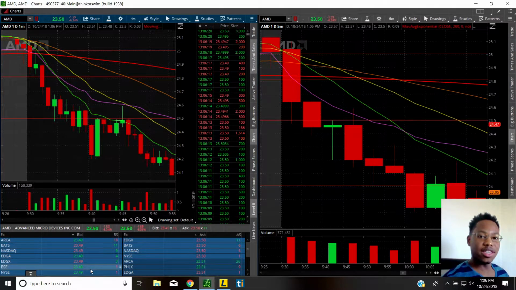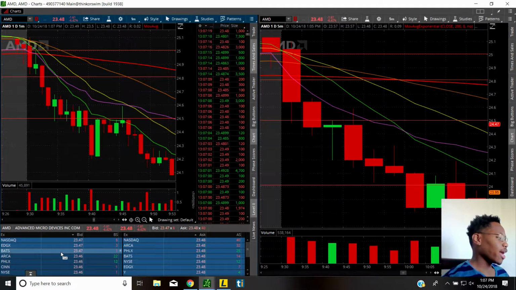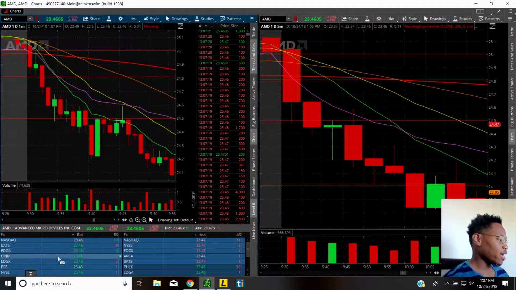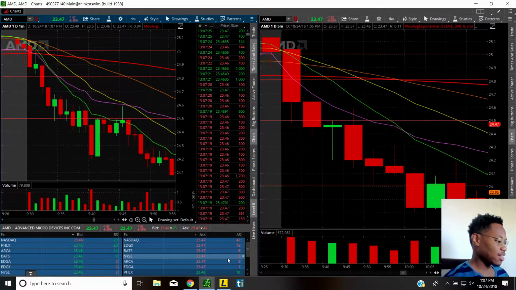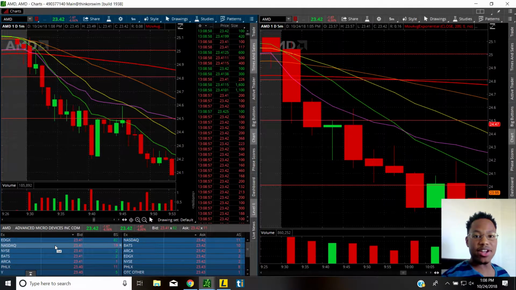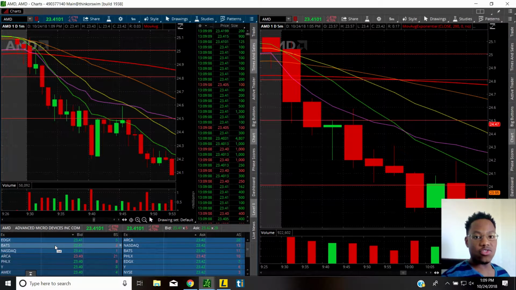That allows you to see the depth of the market. Looking at the level 2 data, we see the bid price, bid size, ask price, ask size. The bid represents buyers, those that are willing to purchase the stock. The ask represents sellers, those that are willing to sell the stock.